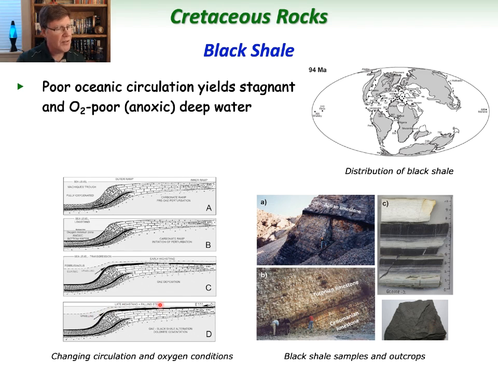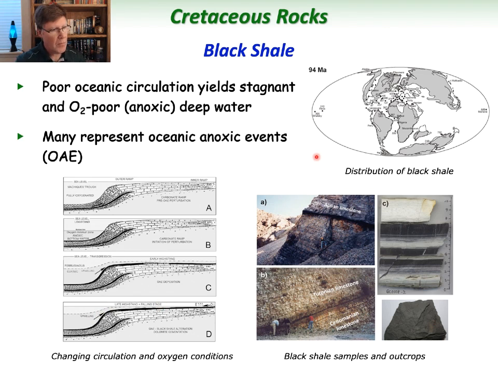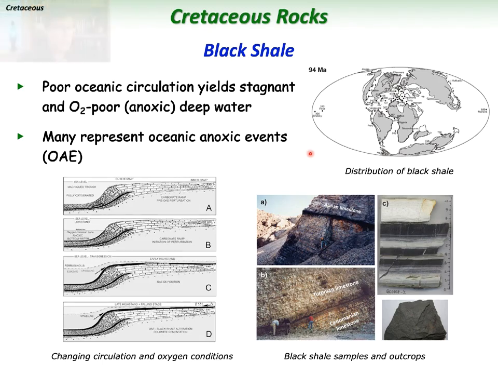Upwelling of the anoxic deep water into these cratonic seas is what forms these black shales. Many of these represent ocean anoxic events. So these are periods during the Cretaceous of poor circulation in the oceans and that deposition of these shales. And we link these ocean anoxic events with not mass extinctions but lesser level extinction events, extinction pulses during the Cretaceous.